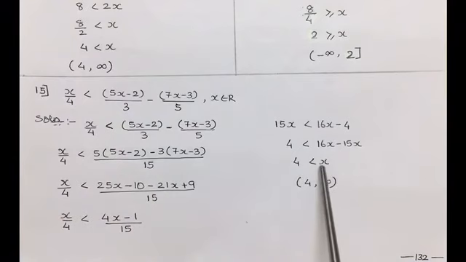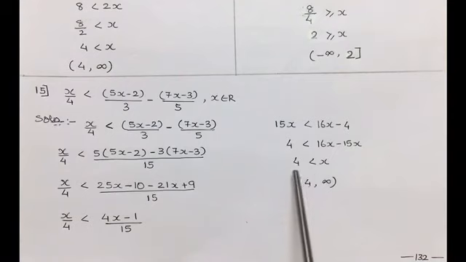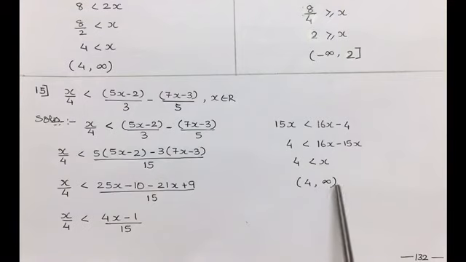Now shifting 15x the other side and minus 4 on the other side, we will get 4 is less than 16x minus 15x. So 4 is less than x. As 4 is less than x means x is greater than 4. Therefore, x will take all the positive values which are more than 4. And as equality sign is not there, it will take open interval 4 to infinity.